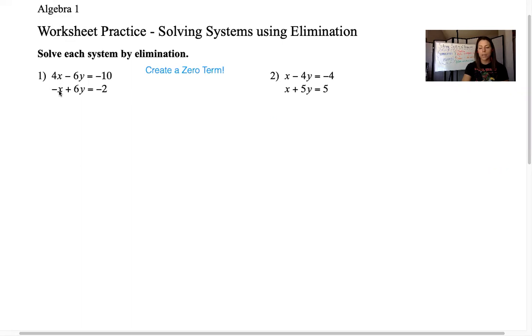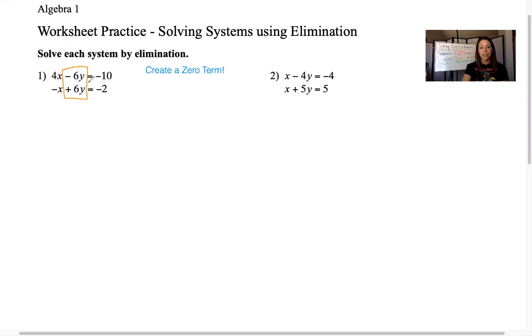So does 4x equal -x? No. Does -6y equal 6y? No. Now let's look for opposite terms. Is 4 opposite -1? No. Is -6 opposite 6? Yes. So these are our opposite terms.